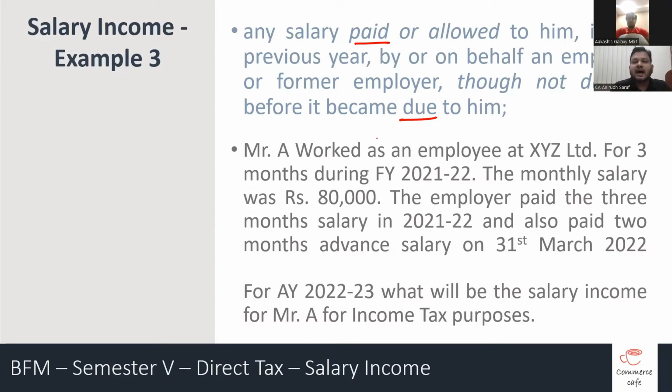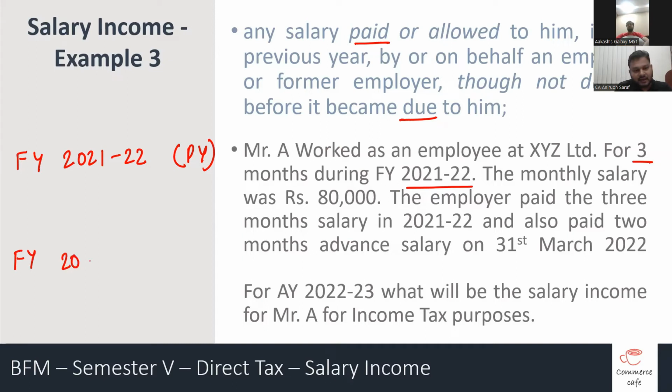Mr. A worked as an employee of XYZ Limited for 3 months during FY 21-22, financial year 2021-22. So this is also the previous year. Let me write down the next financial year over here, because this will be the assessment year for income earned in this financial year. The monthly salary was 80,000. How much time did I work? 3 months, 3 into 80,000. The employer paid 3 months salary on time. The entire 3 month salary was received on time. So this entire 3 month salary will definitely be chargeable to tax under the head income from salaries in this assessment year.